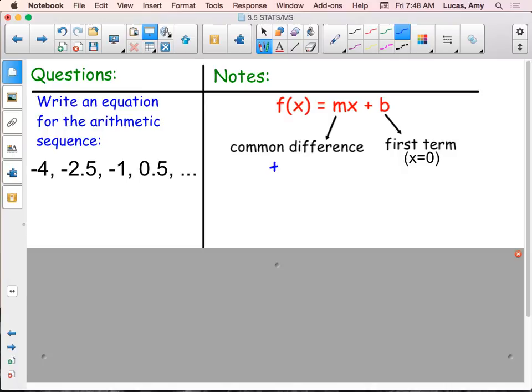How much is it going up? Well, you can use any of these terms up here. It doesn't matter. You just need two consecutive terms. I am going to look at these two. So if it was negative 2.5 and it went over to negative 1, that's a change of 1.5. So my common difference is 1.5.